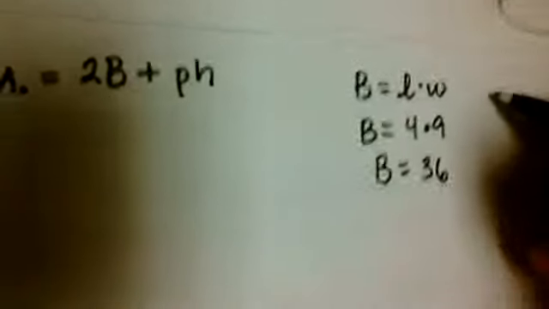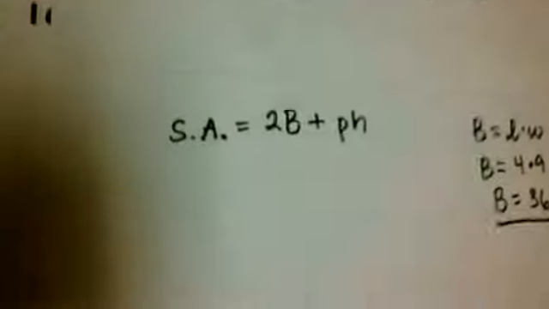Now we need to find the perimeter of that base. Now the perimeter is the formula of a rectangle. The perimeter of that rectangle is 2 times the length plus 2 times the width. And the length here is 4 and the width is 9, so our perimeter will be 2 times 4 plus 2 times 9. And 2 times 4 is 8, plus 2 times 9 is 18, so it'll be 8 plus 18, which will be 26. So the perimeter is 26.